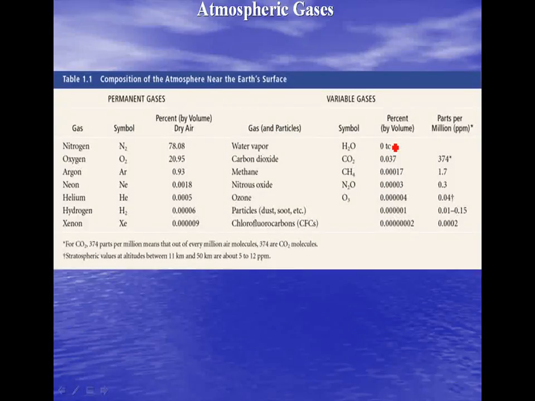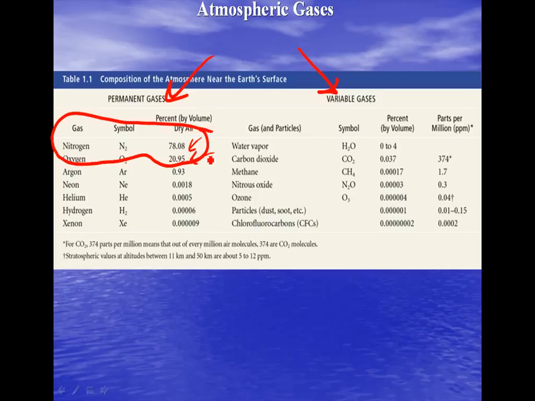Here are some of the atmospheric gases. They are subdivided into permanent gases and variable gases. Permanent gases, obviously, such as nitrogen and oxygen, make up the largest percentage. Almost 99% of the amount of permanent gases in our atmosphere is made up of nitrogen and oxygen. By percentage, 78% nitrogen, 21% oxygen, and then you have some trace gases here that you see in our atmosphere.